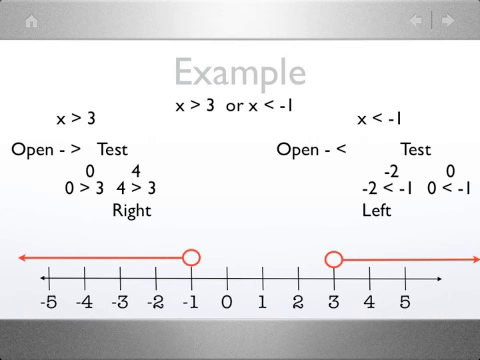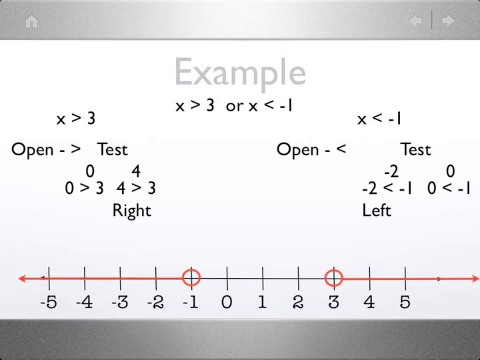Since my compound inequality is using "or," that means it's going to be everything together. So all I'm going to do is take my two inequalities, move them on to the number line, and I will have graphed my compound inequality.